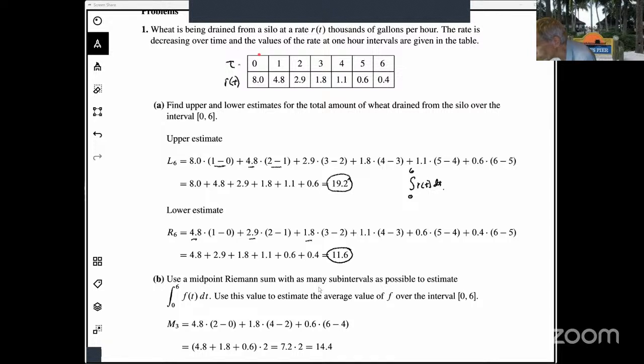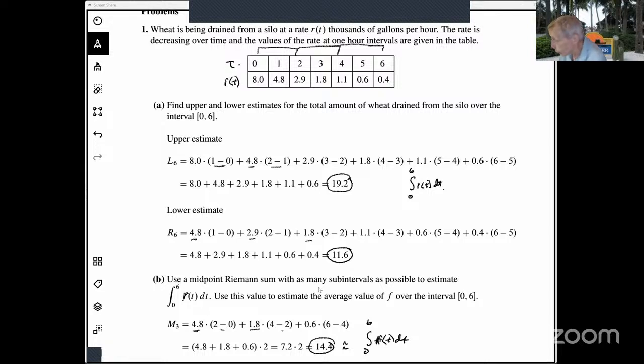So I can go 0 to 2, 2 to 4, and 4 to 6. So I choose the midpoint in each one of those subintervals. Each subinterval has width 2. Do the multiplication and add them all up. That's 14.4. So that is an approximation to the integral from 0 to 6 of R of t, dt.